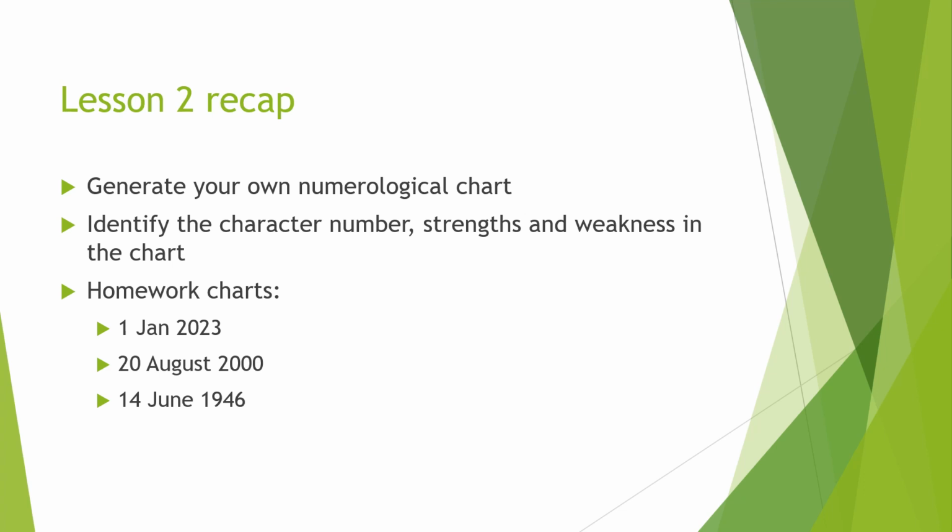In lesson 2, we learned how to generate our own numerological chart from which we identified the character number, strength, and weaknesses of the person from the chart. At the end of the lesson, I left some charts below which you guys could try on your own. Have you guys tried it? If you want to try it now, please pause the video and take a second to calculate the charts.